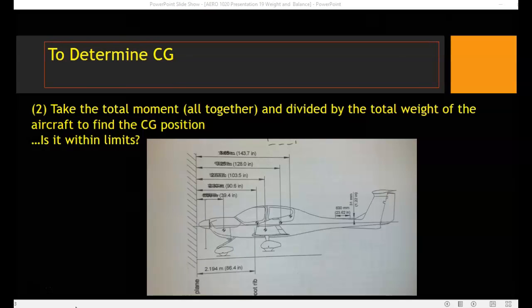To determine the center of gravity, we need to calculate the moment of each item in the aircraft by taking the weight and multiplying it by the arm. When we get all of those moments and all of those weights, we can add them together to get the total weight and the total moment. To determine the center of gravity, we take the total moment and we divide it by the total weight. Once we determine the center of gravity position, we can plot that on a graph to determine whether it's within the weight and balance limitations.